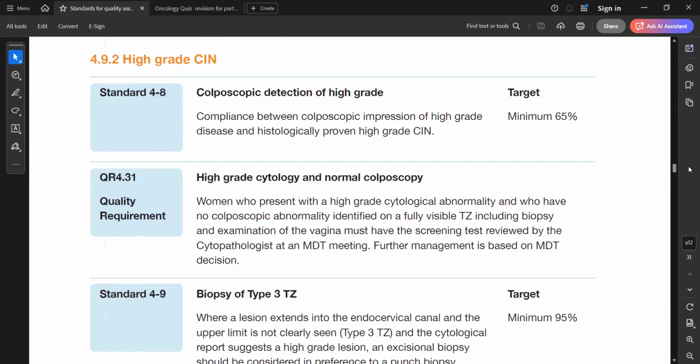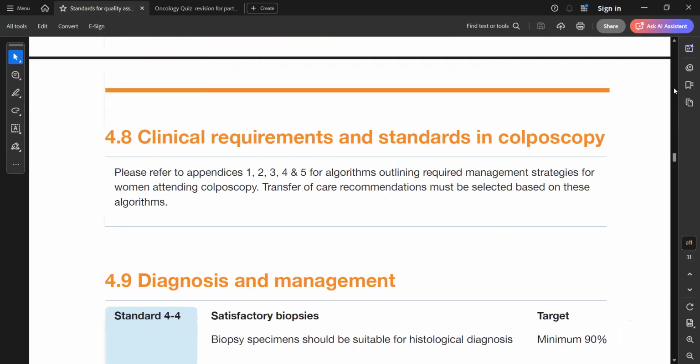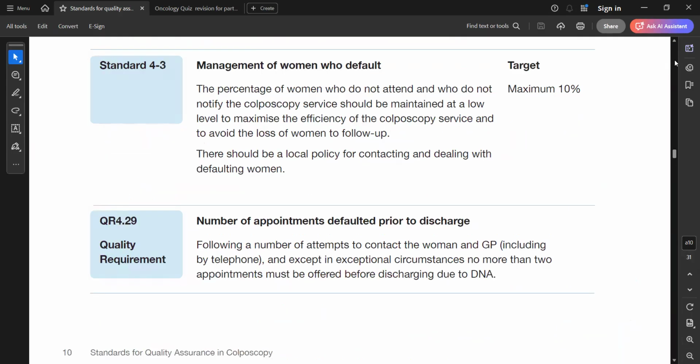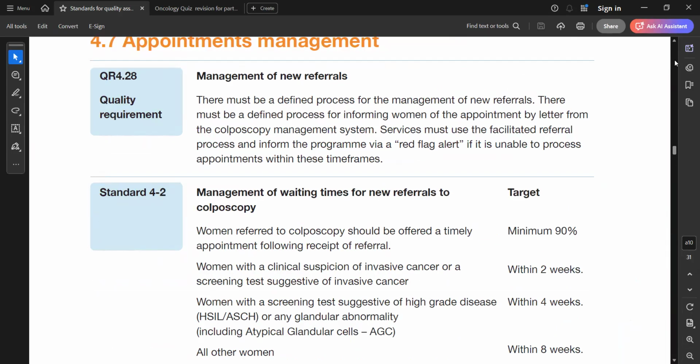Cervical screening now is all about doing two things. The first one is, yes, excellent, HPV testing. So we are going to do HPV testing, and then if the HPV is positive, I'm going to offer this patient cytology. It's not vice versa like before.